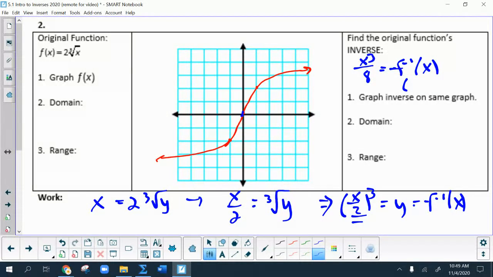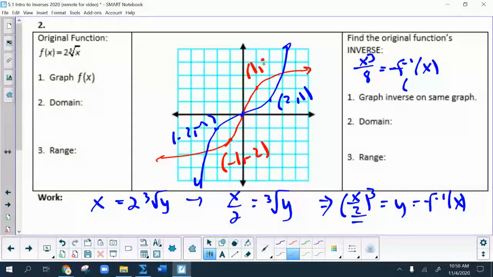So I will have the point 2, 1 and -2, -1. And then I graph it like this. Okay. So this point here is 2, 1, -2, -1, which means my transformed points or my inverse points are actually -1, -2, and +1, +2.